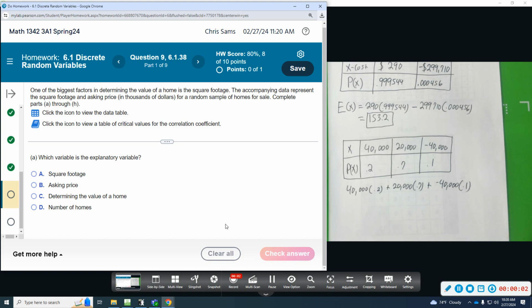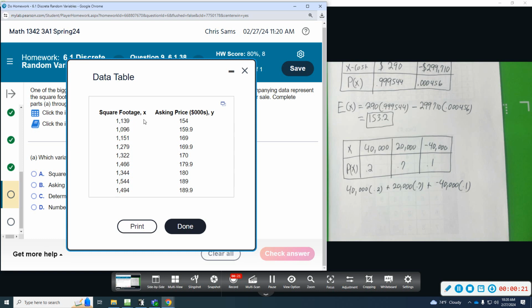All right, question number 9, we have 9 parts. It says one of the biggest factors in determining the value of a home is square footage. The accompanying data represent the square footage and asking price in thousands of dollars for a random sample of homes for sale. We're going to complete parts A through H. So we have a table, square footage, and the price.